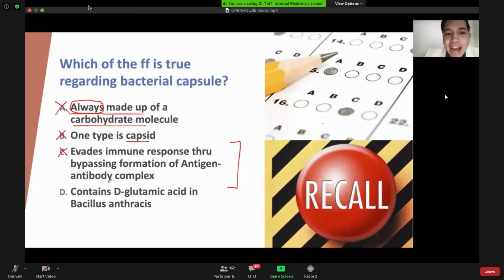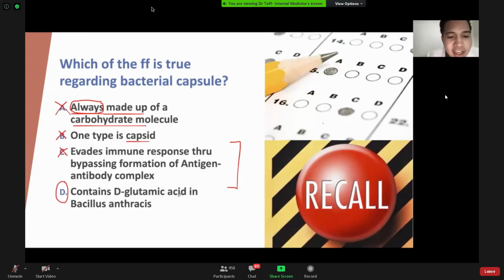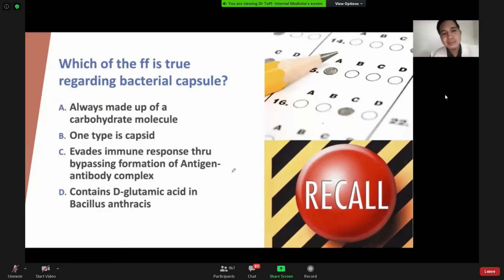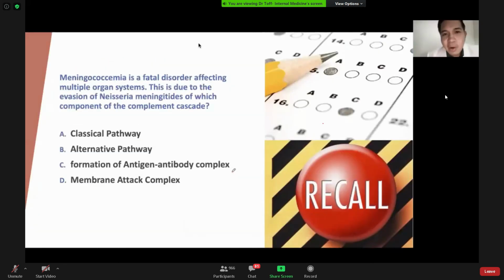Natutuloy yan. Ano ang na-evade nila? The complement cascade itself. Not the formation of the antigen-antibody complex. Is that clear? So the answer is letter D. It contains D-glutamic acid in Bacillus anthracis. Very correct. So letter D is the answer. Sige. Next, board exam question.